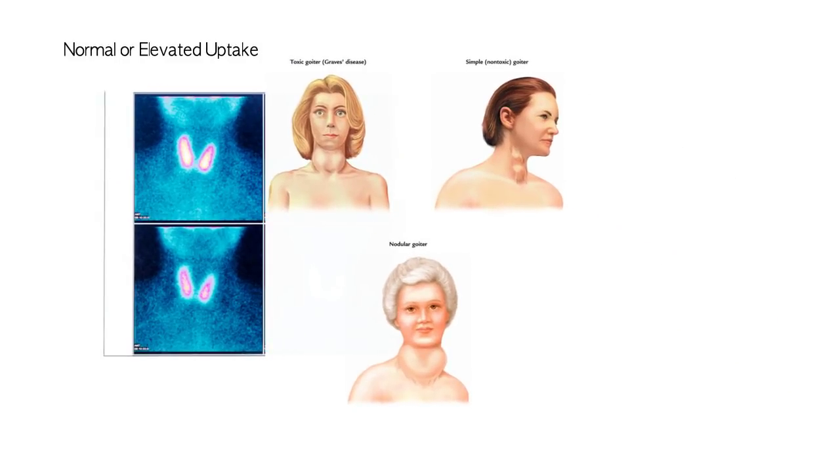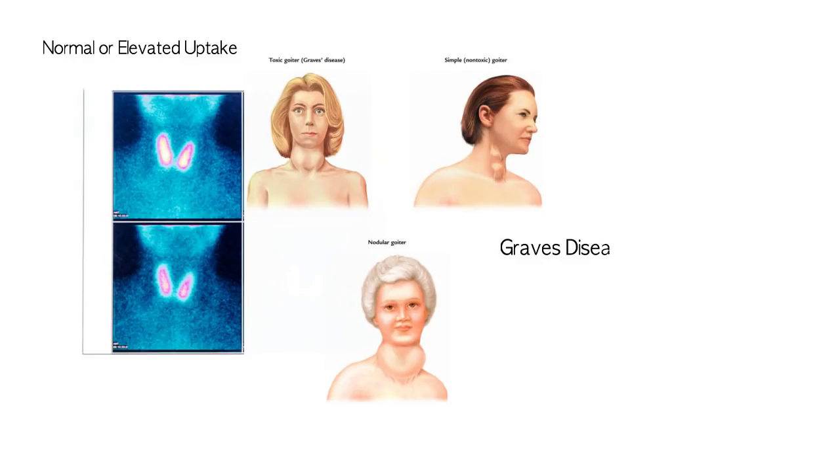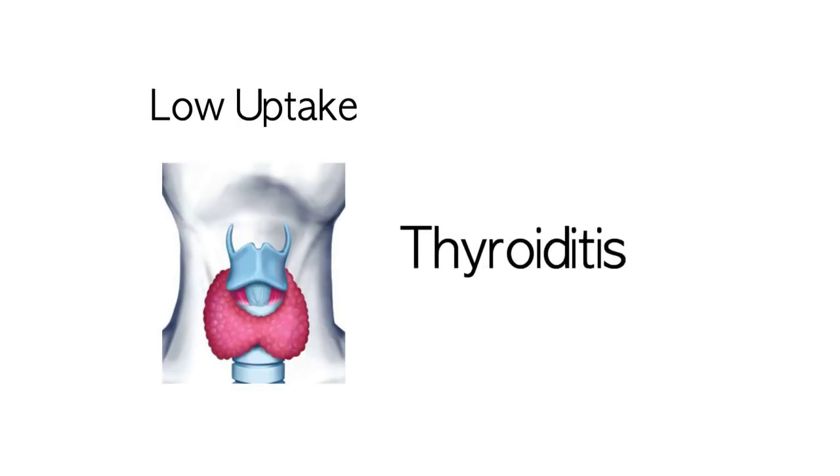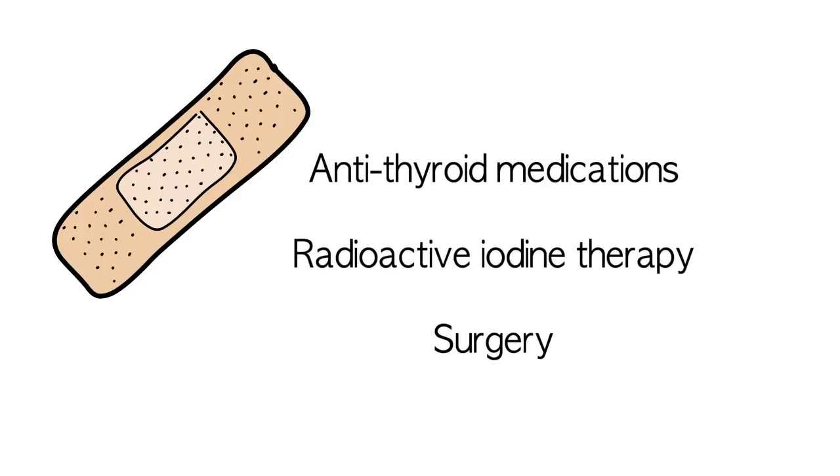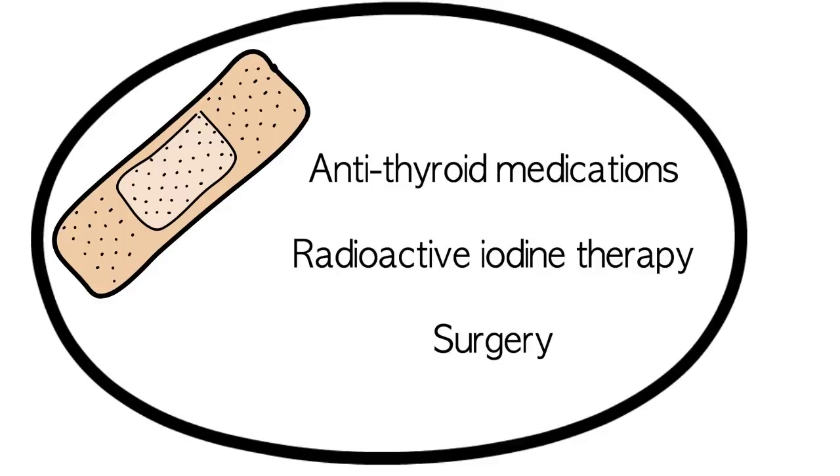Normal or elevated uptake of radioactive iodine is seen in Graves' disease, toxic multinodular goiter, and toxic adenomas. Low uptake signifies thyroiditis. Treatment involves controlling excessive TH production, secretion, or action with anti-thyroid drug therapy, radioactive iodine therapy, and/or surgery.